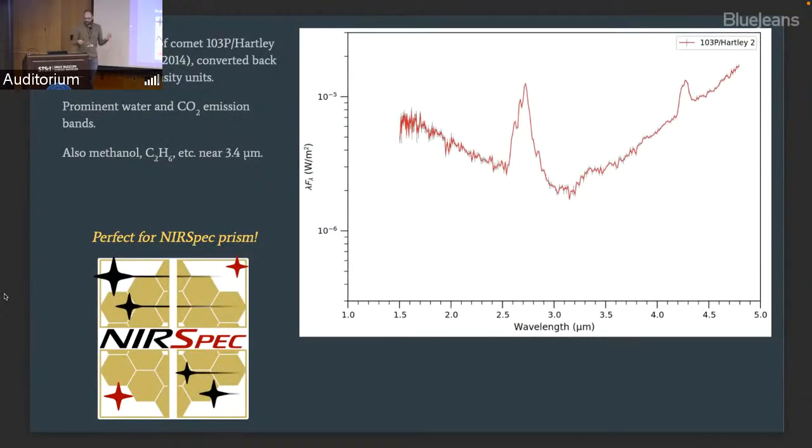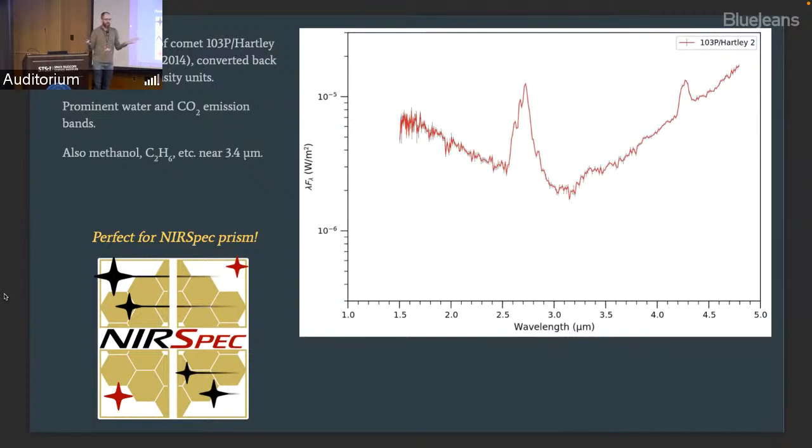So here's the dusty spectrum of comet Hartley 2. It's now in more typical spectral units, where we have its spectral flux density versus wavelength. So we have scattered sunlight rising on the short wavelength side, thermal emission on the other, and the prominent water and CO2 bands.